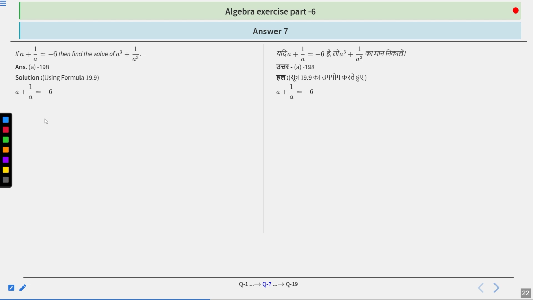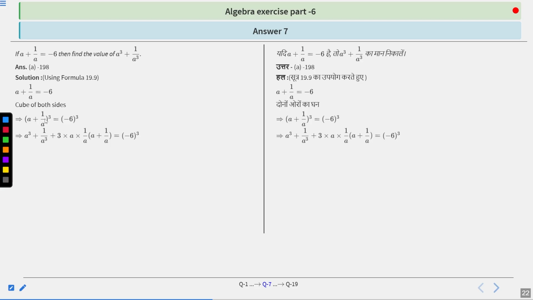We were given a plus 1 upon a is equal to minus 6. Then the cube of both sides gives a plus 1 upon a whole cube is equal to minus 6 whole cube. Expanding a plus 1 upon a whole cube according to formula 19.9, we get a cube plus 1 upon a cube plus 3a into 1 upon a into a plus 1 upon a, that is equal to minus 6 cube. Therefore, a cube plus 1 upon a cube plus 3. A will cancel out a, so we get only 3 into a plus 1 upon a. 6 cube is 216, therefore minus 6 cube is going to be minus 216.